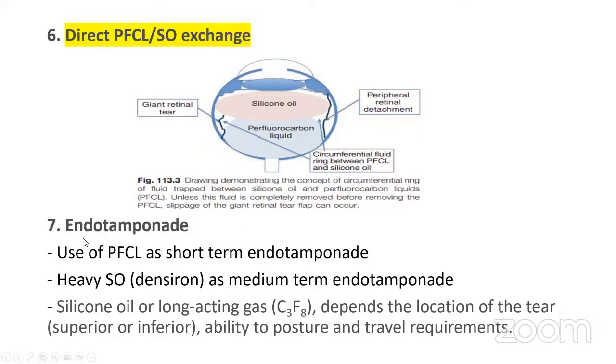After this, for the choices of endo-tamponade, we sometimes can use heavy liquid as a short-term tamponade. We leave the heavy liquid inside the eye for 1 to 2 weeks, or we sometimes can use heavy silicone oil as a medium-term tamponade up to 3 months before we exchange into other endo-tamponade such as silicone oil. Sometimes long-acting gases can be used, but it still depends on the location of the tear and the ability of the patient, whether they can position, or the travel requirements for the patient.